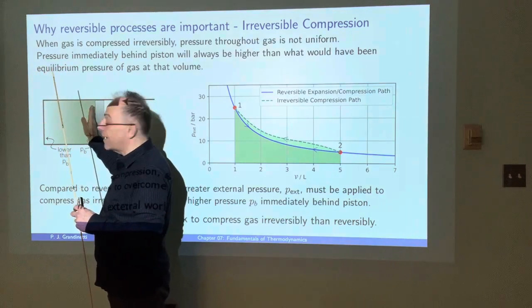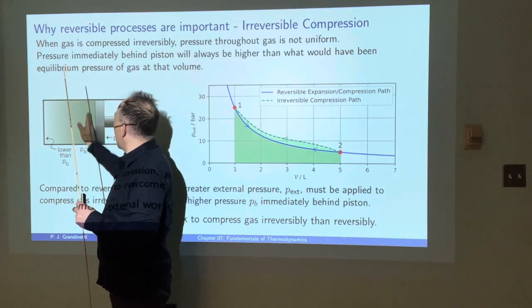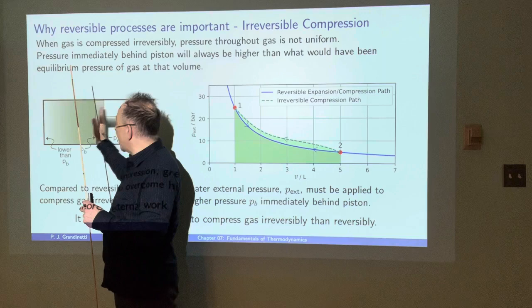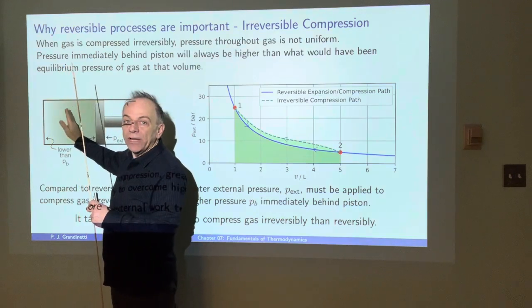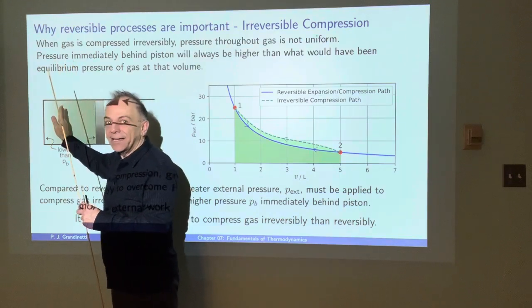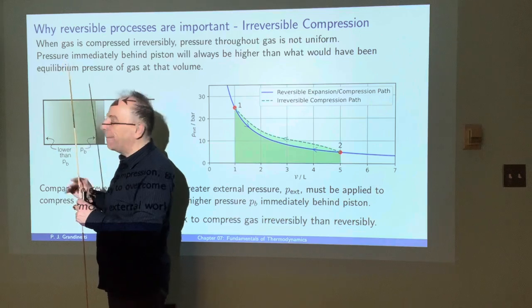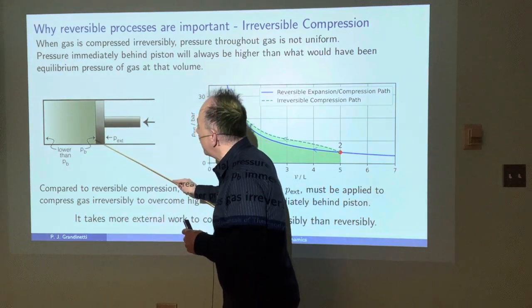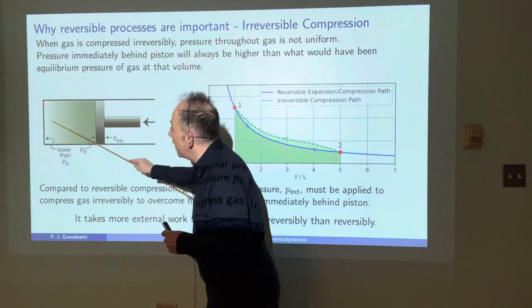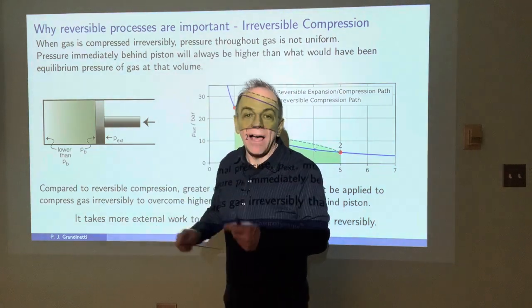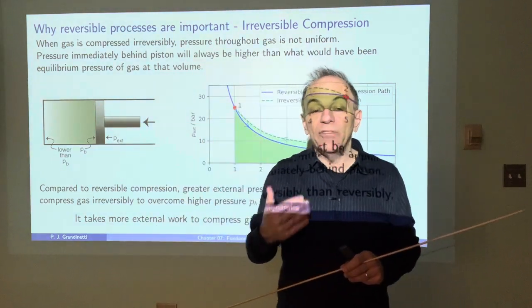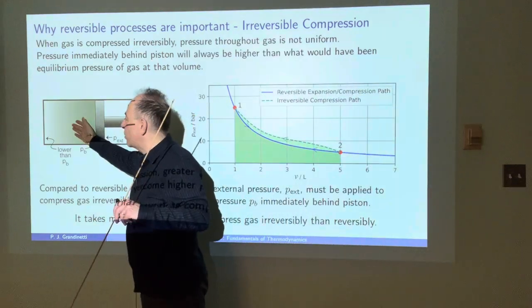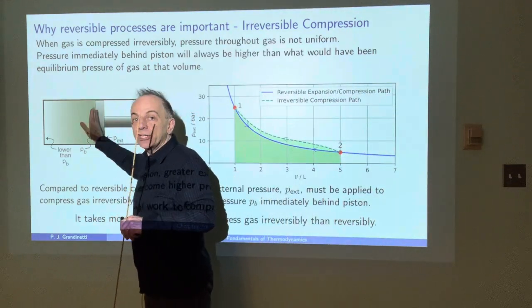But in the instant that I push, there is a higher density of gas here than there is over here, and if I continue pushing quickly, then I'll never reach equilibrium before I go to the next state of higher density behind the piston. So in this case, the pressure behind the piston is always going to be higher than the pressure over here. It's always going to be higher than the equilibrium pressure would have been. If I waited for it to come to equilibrium, then the whole thing would be at a lower pressure than what I have when I initially push it in.